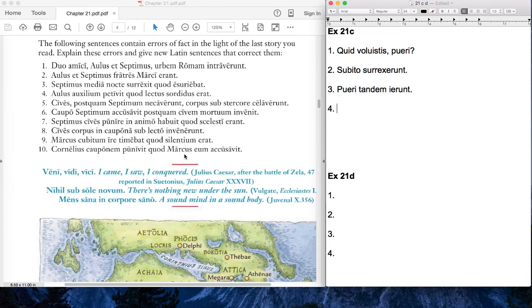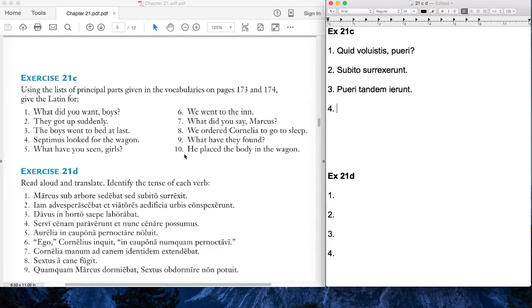Let's see what number 4 has in store for us here. Septimus looked for the wagon. Okay, so we can say two things right away. We can say that Septimus is nominative. He's the subject. Then we're going to say the wagon. We're going to put the direct object in, plaustrum. Plaustrum is a neuter word of the second declension, so this form plaustrum is good for nominative or accusative. So we've got Septimus doing something to the wagon, and then we say he looked for.